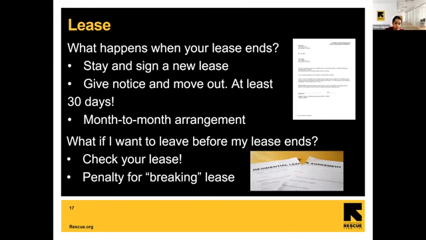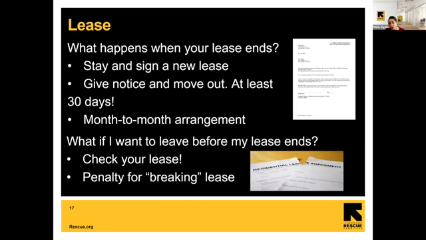There are many different penalties that could come up. One, your lease could say that you have to give a certain amount of notice, right? It might say if you want to leave, you have to tell your landlord or the owner at least 60 days notice to let them know that you're leaving. It's also possible that they might say they're going to keep your security deposit if you leave early.